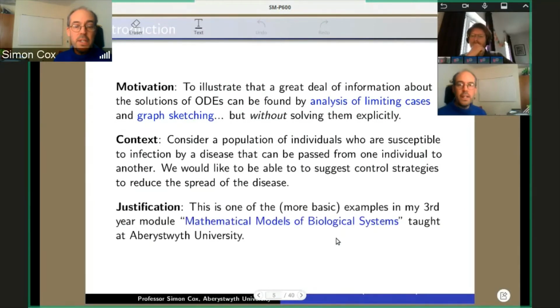The reason I'm talking about this is one of the things that I teach. It's a third year module, one of the more straightforward examples. So in first year, you learn about basic differential equations, but by third year, we're ready to apply them and to use some more complicated examples to try and understand the real world.